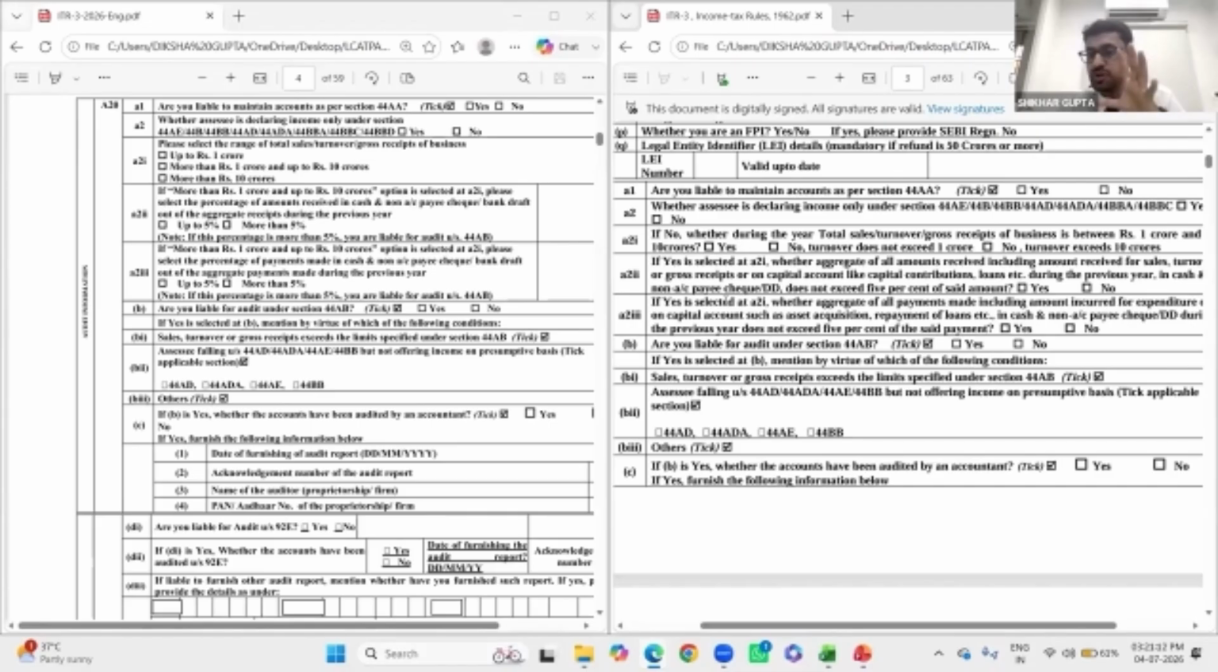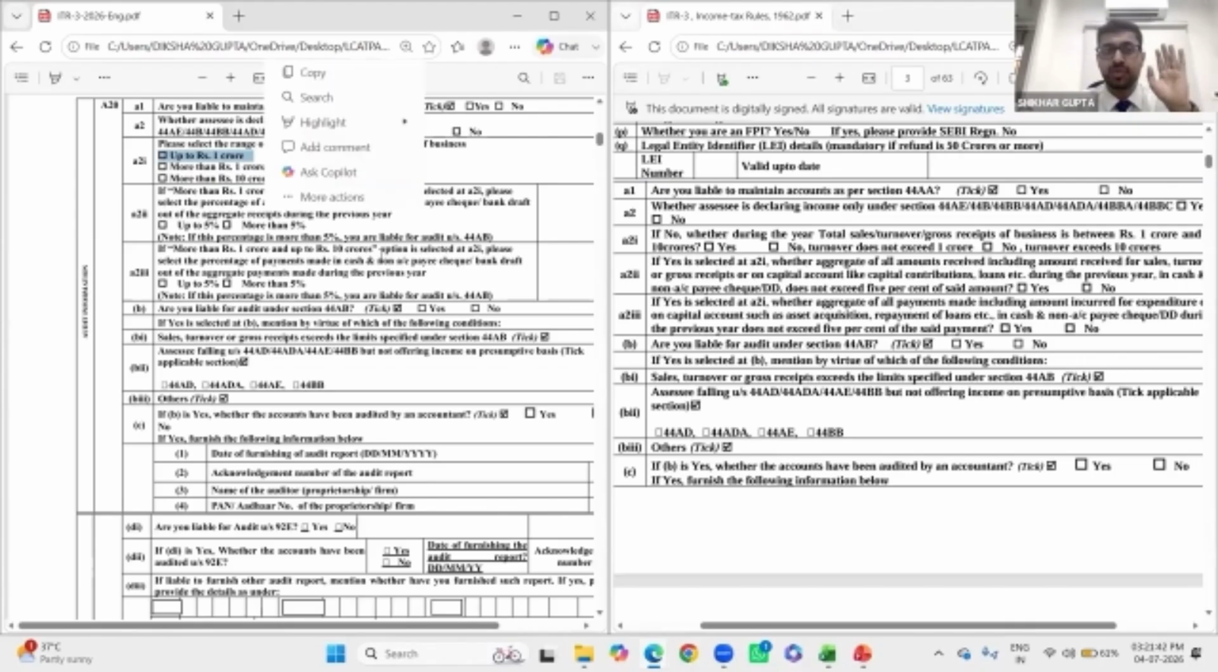This particular confusion could have arisen in a man who does not have professional sound knowledge. It has been clarified in ITR-3 of 26-27, where you specifically mention the amount of turnover: up to 1 crore, more than 1 crore and up to 10 crores, and more than 10 crores. So it's just a clarity which has been introduced in ITR-3 for 26-27, where in very easy English it has been specified like this.